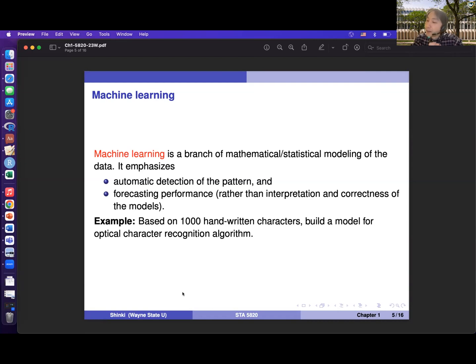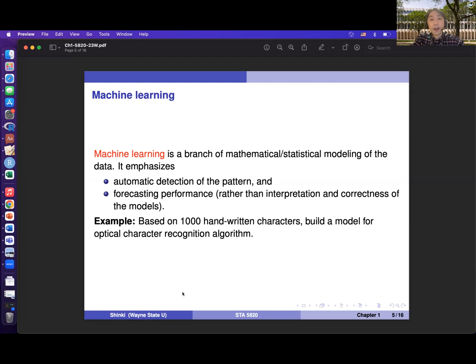Yeah, and also we have the word machine learning. For example, the models used in artificial intelligence are called machine learning models. Machine learning is also similar to statistics or data science, but it is a branch of mathematical and statistical modeling of the data, and it emphasizes the automatic detection of patterns and also the forecasting performance.